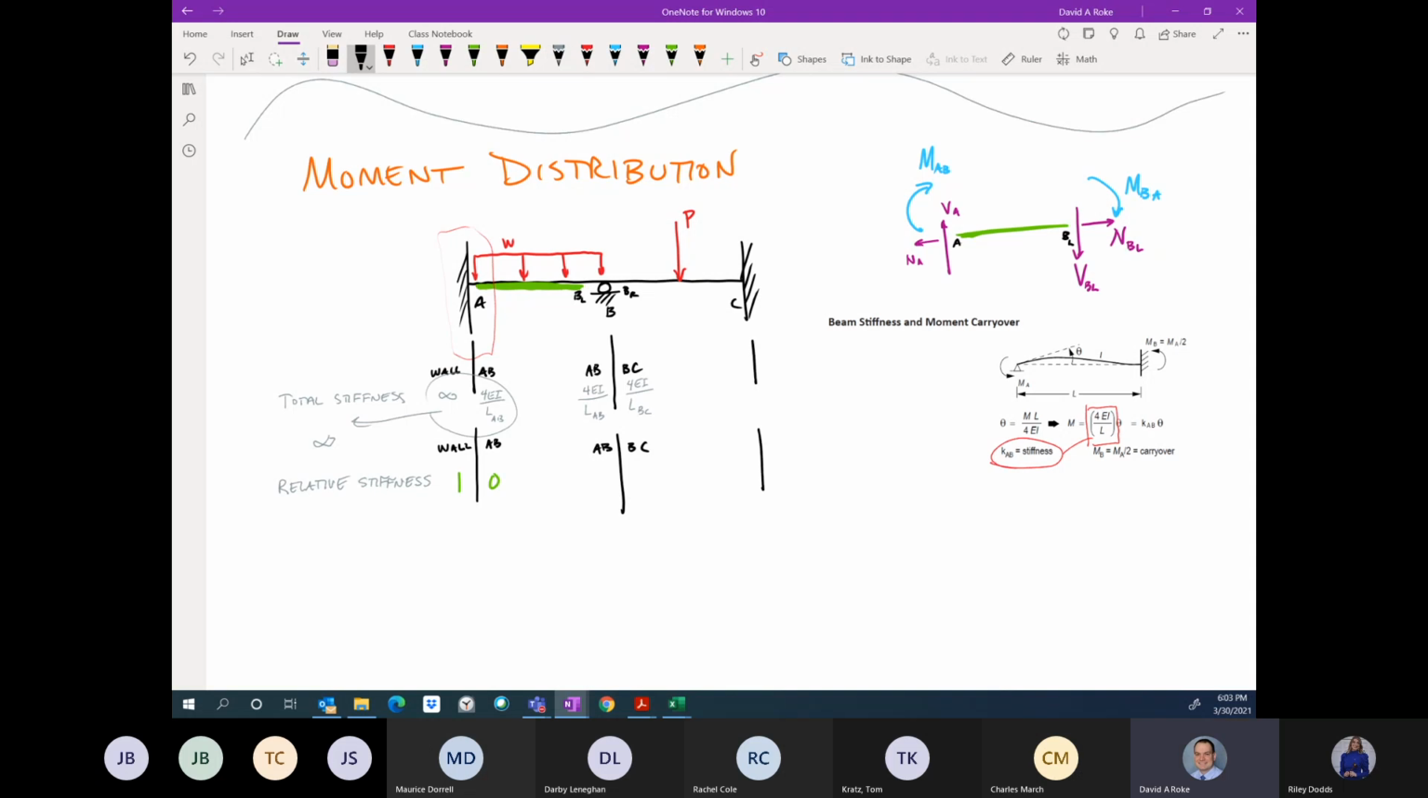At C, I can do this exact same thing still. I have BC and I have the wall.